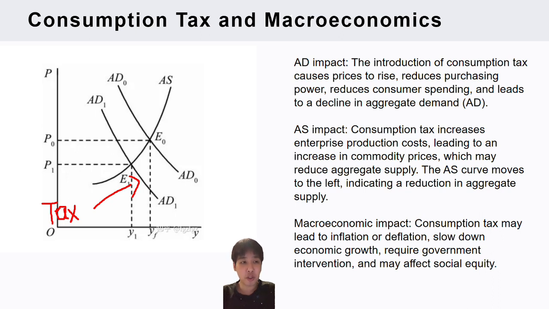Now the impact on aggregate supply. The first one is that it will increase the production cost of an enterprise. Consumption tax will increase the production cost of an enterprise because they need to pay more tax, which may lead to an increase in the price of goods and services. Next, the reduction in aggregate supply. If firms are unable to fully pass on this additional cost to consumers, it may result in a reduction in supply and production becomes more expensive. This will cause the AS curve to shift to the left, indicating a decrease in aggregate supply.